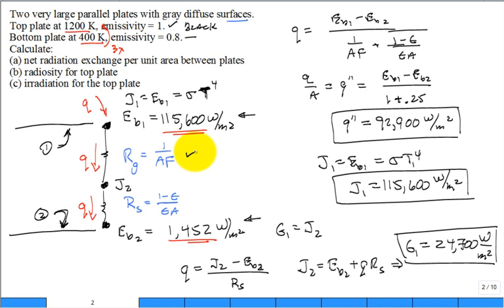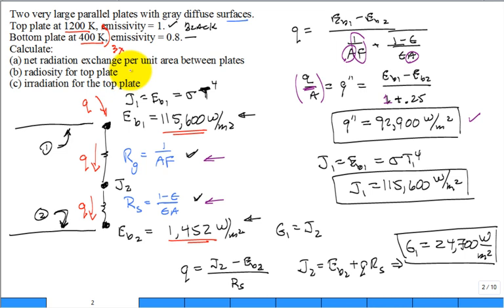All right. So then we have two resistors in our network, the geometrical and the surface resistance. We were asked to calculate the net radiation exchange per unit area. Right, Q is just a resistor flow network problem. That area, bring outside, this is the same area. Bring it outside and divide Q over area so you get a flux. And then you see that this 1 over F just turns into 1, and 1 minus epsilon over epsilon turns into 0.25. So most of the resistance to heat transfer is in the geometrical resistance, and 20% is in the surface resistance. But the overall flux, 92,900.